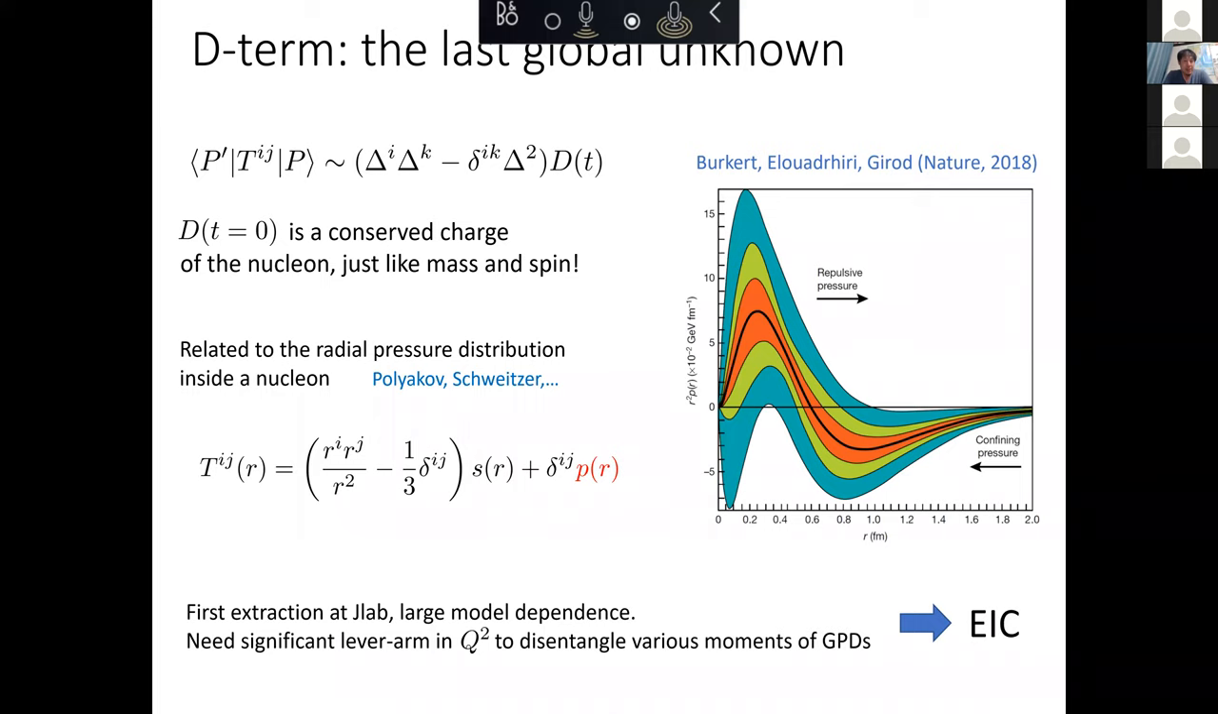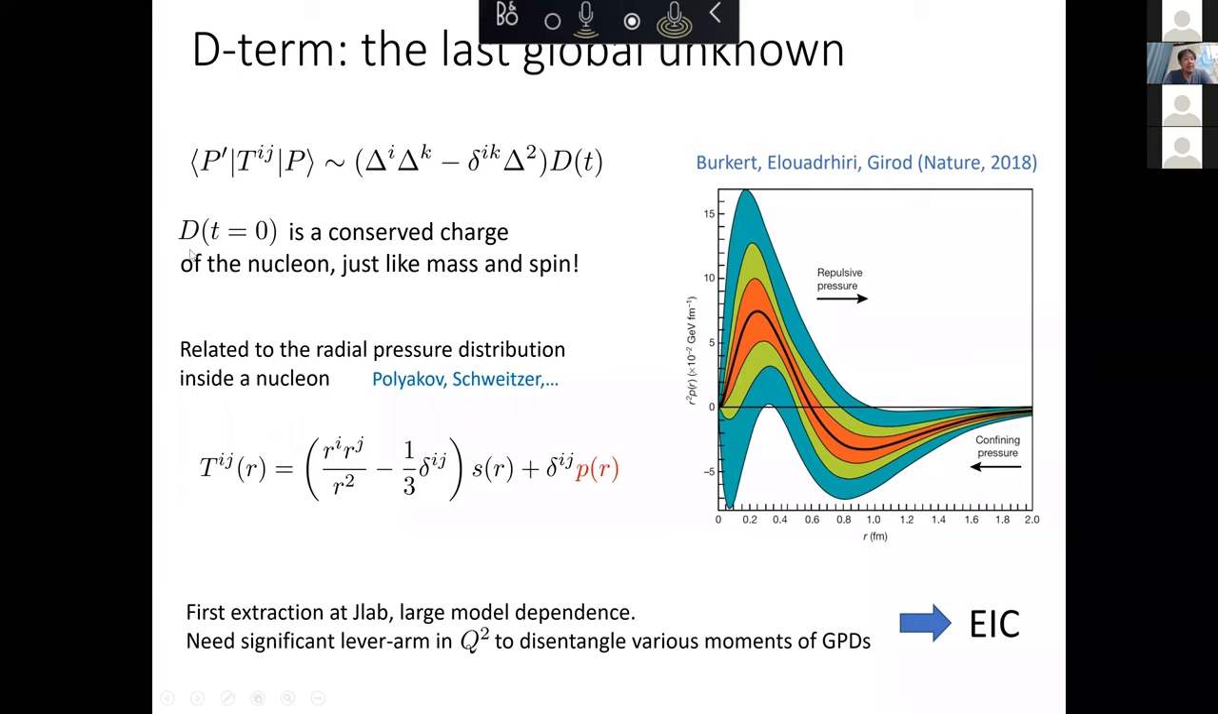There has been a very influential paper by JLab experimenters where they first extracted this D term form factor from the experiments, and the Fourier transform of this D term form factor has a physical interpretation as a pressure distribution function. Here's the pressure inside the proton as a function of r, the radial coordinate from the center of the proton. If you are close to the core of the proton, there is a repulsive core force. That is the force which prevents the proton from collapsing. And if you go to the large r region, there is a negative pressure, which is basically the confining pressure. It's a force trying to confine the proton. So there's been lots of excitement.